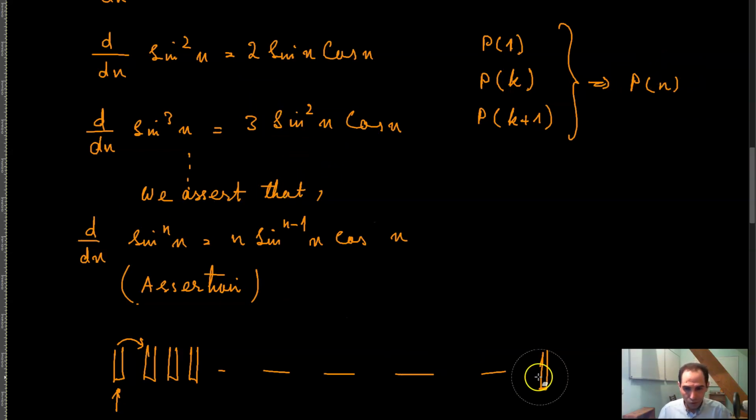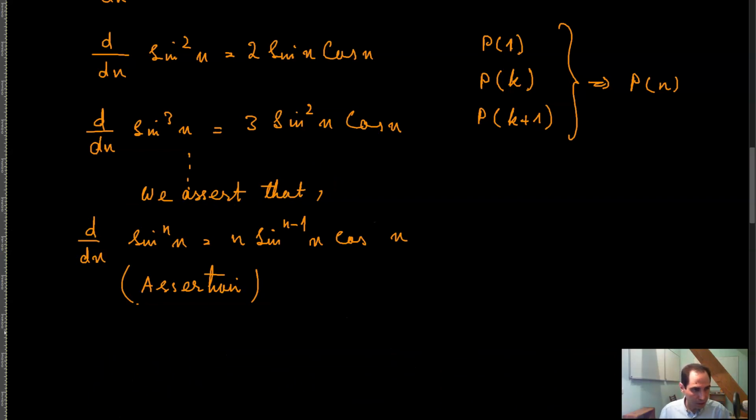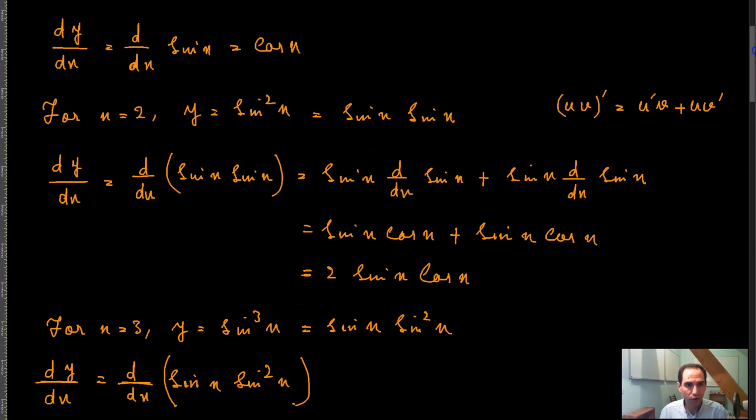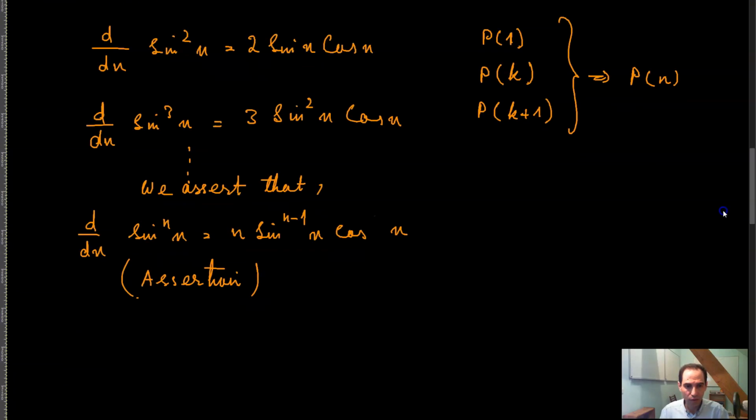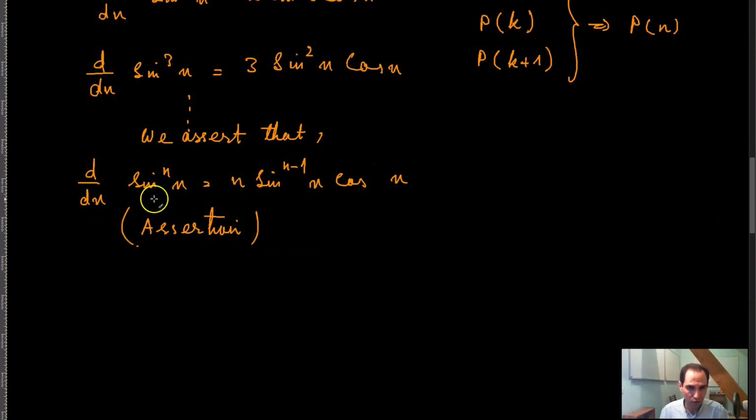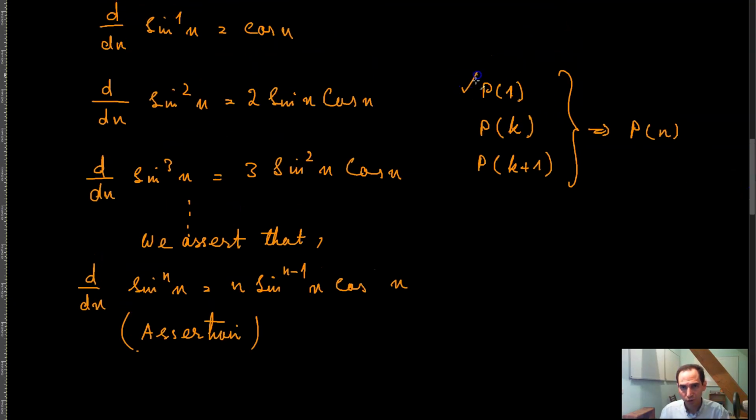So we will do that, and if you paid attention to the process, we already showed that P of 1 is true, meaning that for n equal to 1, y was equal to sine x, and dy by dx was equal to cos x, that agrees with our assertion, because we wrote our assertion based on the same thing essentially. So P of 1 is true already. So now I can assume that some P of k is true.